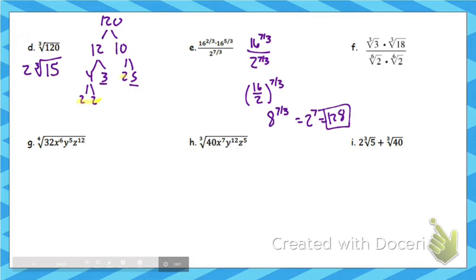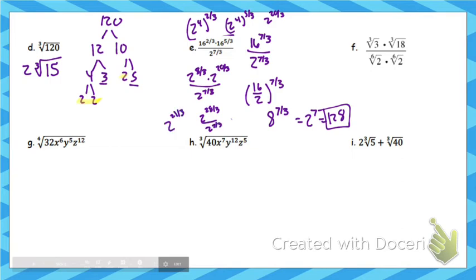So again, in order to combine some of these together, I really couldn't do anything with this in its current form. What I also could have done, though, if you wanted to, is rewrite this 16 to the 2/3. 16 is 2 to the 4th. I could write this as 2 to the 4th to the 2/3, so I could rewrite that as 2 to the 8/3. And then I could rewrite this one as 2 to the 4th to the 5/3 and make that 2 to the 20/3. So if I have 2 to the 8/3 times 2 to the 20/3 over 2 to the 7/3, again, those are now all the same bases. So I've got 2 to the 28/3 at the top, 2 to the 7/3 at the bottom. That becomes 2 to the 21/3, which is 2 to the 7th, which is 128.